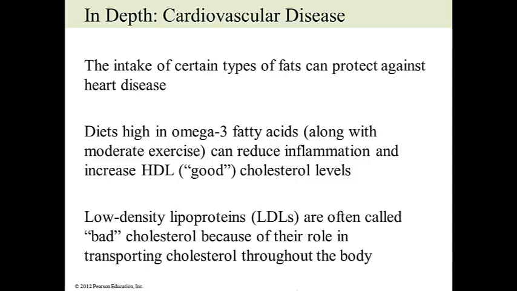Now, the intake of certain types of fats can protect against heart disease. Diets that are high in omega-3 fatty acids, along with moderate levels of physical activity or exercise, can actually reduce inflammation of our blood vessels, and it can increase the good cholesterol levels, which are the HDLs. The LDLs, the low-density lipoproteins, are often called the bad cholesterol because their role is that they transport cholesterol throughout the body, and it's these LDLs that tend to play a role in depositing cholesterol in the artery wall and helping to form those hard plaques.